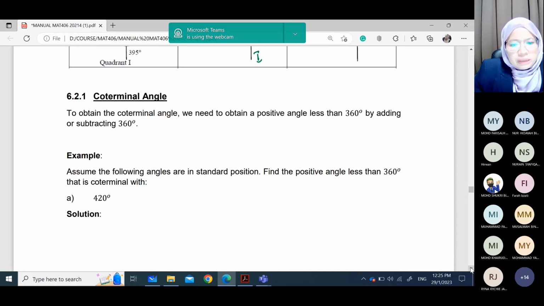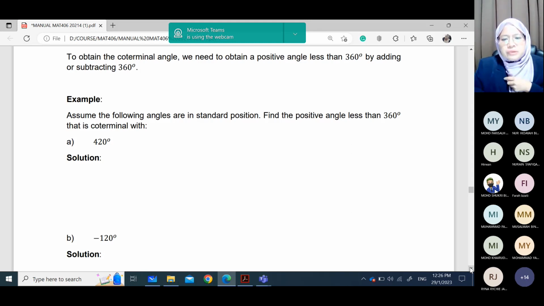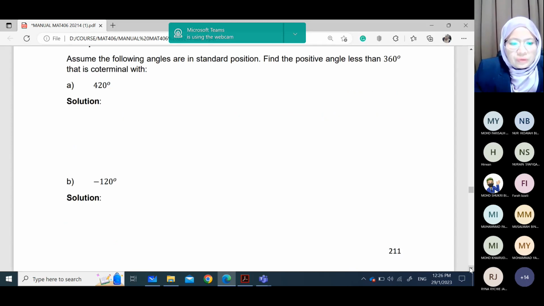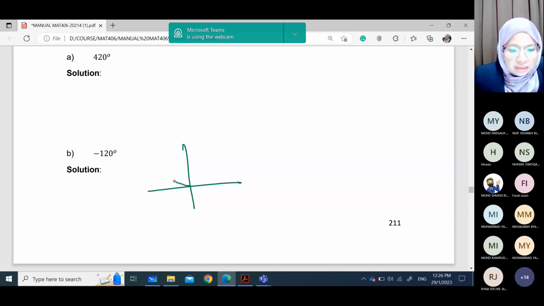Coterminal angle. To obtain the coterminal angle, we need to obtain a positive angle less than 360 degrees by adding or subtracting 360 degrees. Yang tadi itulah. Okay, so assuming that the angle stand the position, find the positive angle less than 360 degrees that is coterminal with 420 degrees. Okay, so kalau negative 120, kat mana degree dia? 120. Okay, 120 di sini. So this one is 120 degrees.